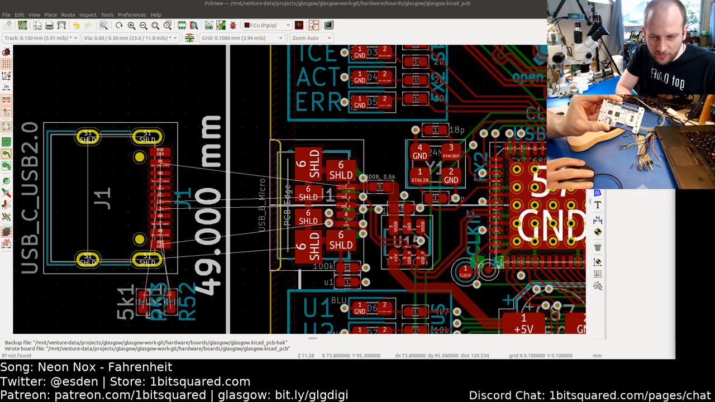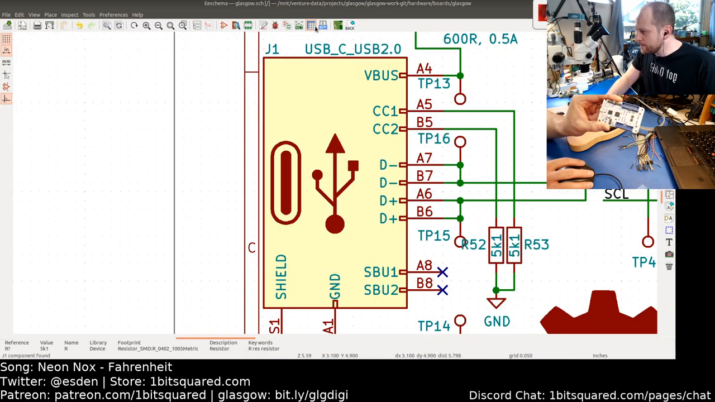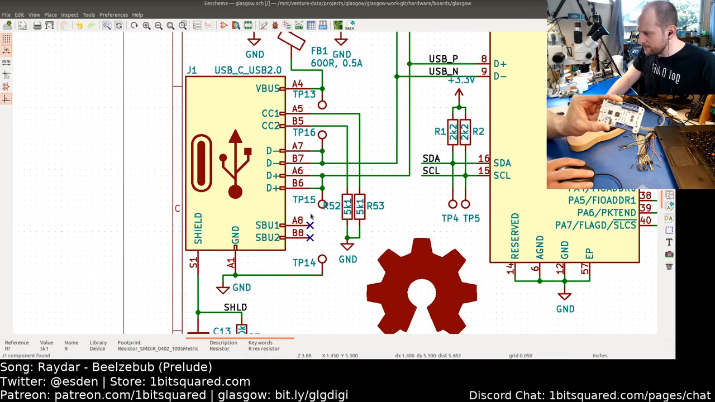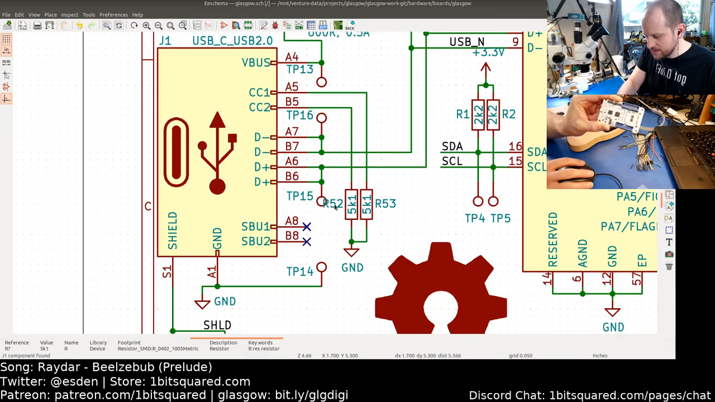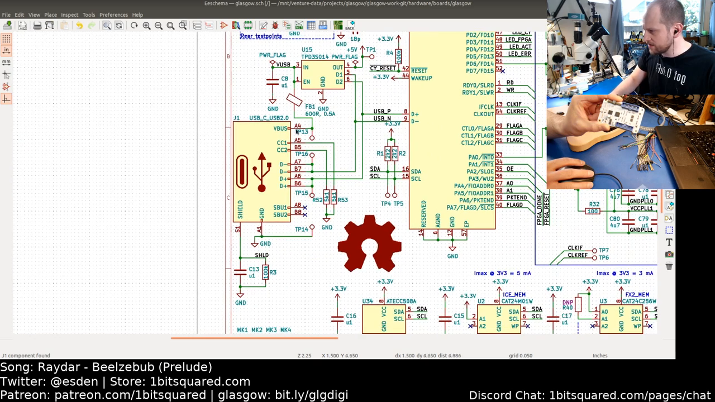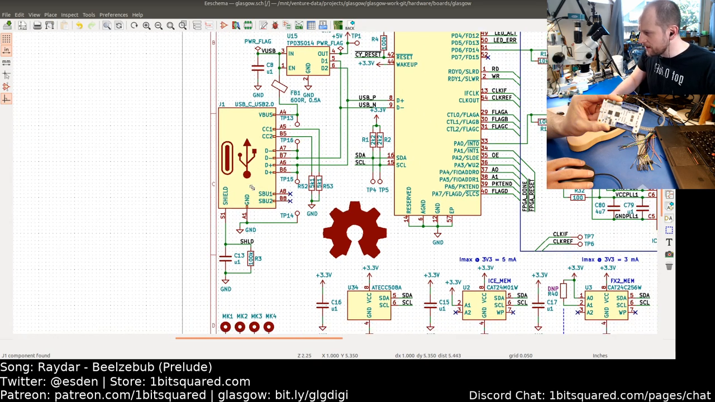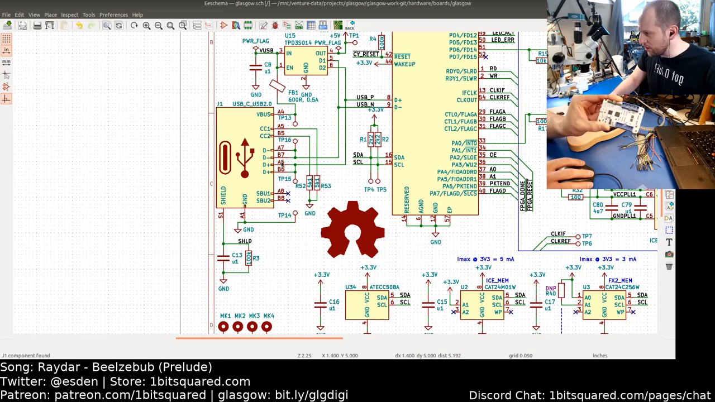So we continue work on the Glasgow FPGA debugger digital interface explorer. What I finished is the schematic for the USB-C connector 2.0. So just for the USB 2.0 USB-C connector, man, that's a mouthful.